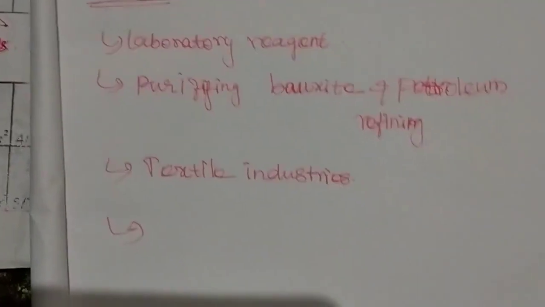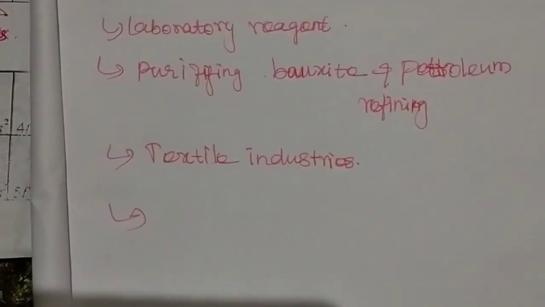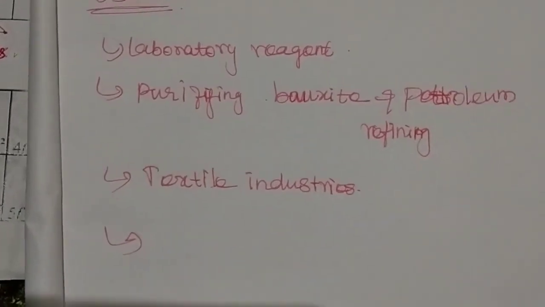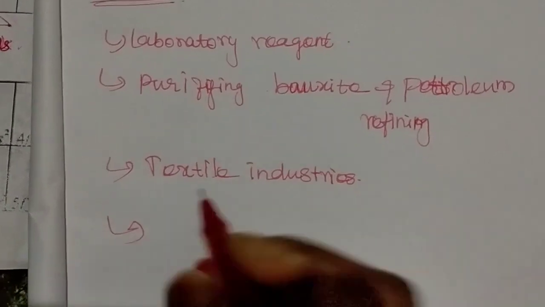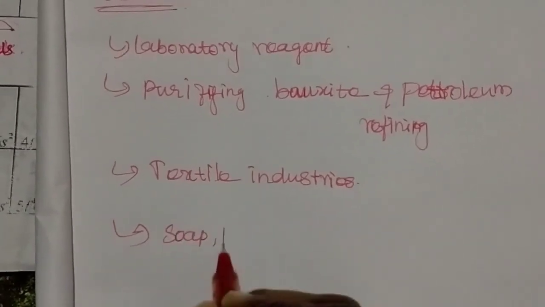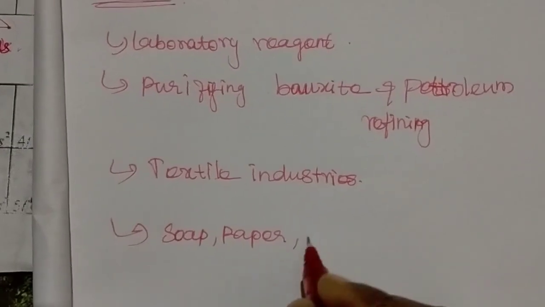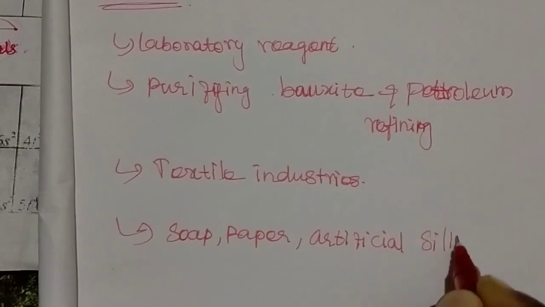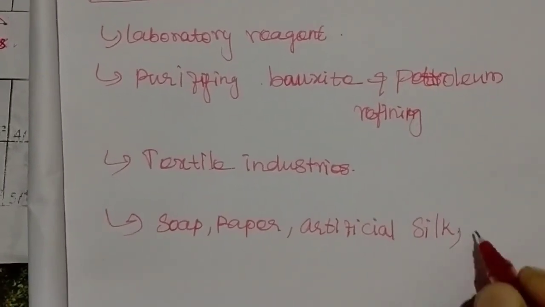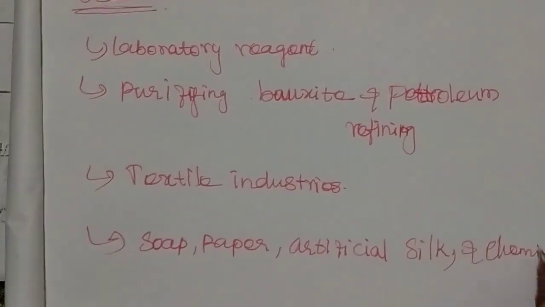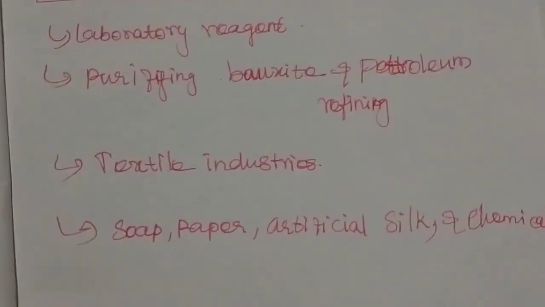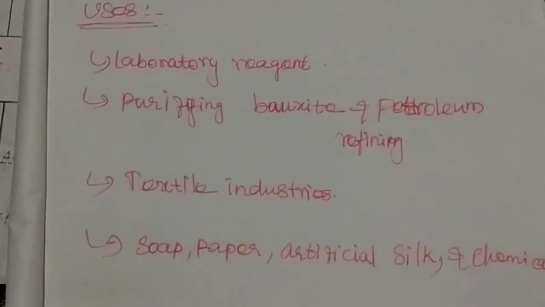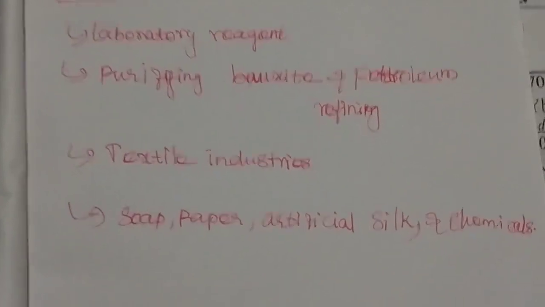Next use, it is used to manufacture soap, paper, artificial silk, and many other chemicals. Soap and paper are all important uses. These are the uses, and that is all about sodium hydroxide. Next compound, sodium bicarbonate.